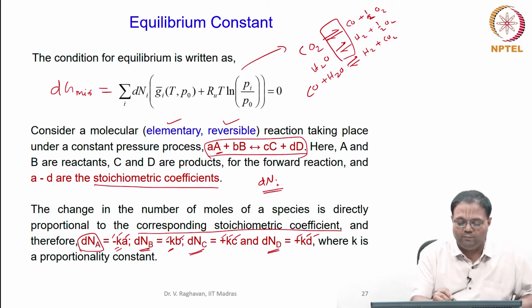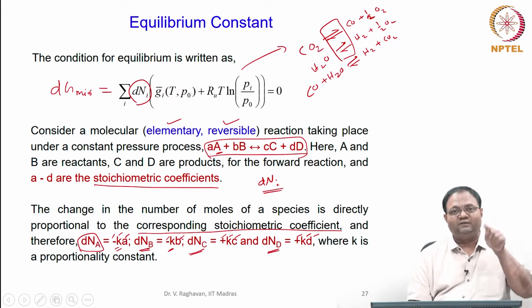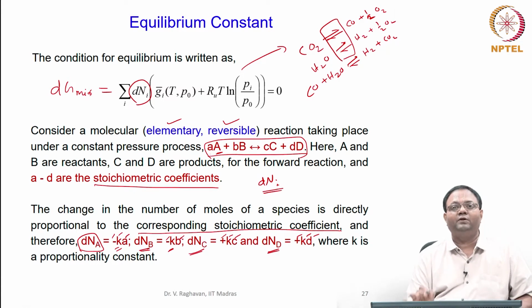So, you can now replace the dn's by k times a, k times b, etc. for the particular reaction here, with the sign you have to put. So, minus for the reactant, plus for the product.